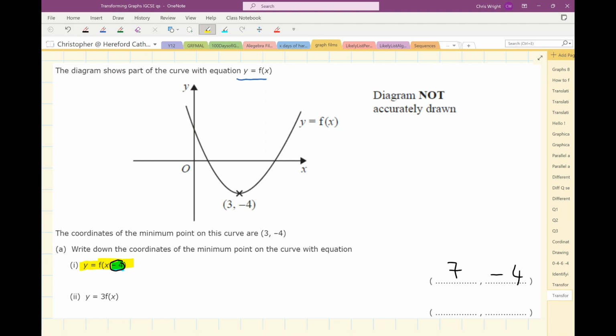Now let's have a look at this second question. This time the change is outside the bracket. So it's going to be my y coordinate that's changing. So my x coordinate is going to remain at 3. Now it's 3 times f of x. And if it's a y coordinate change, it goes the way you'd expect. So I'm simply going to multiply my coordinate by 3. So the new y coordinate will be minus 12.